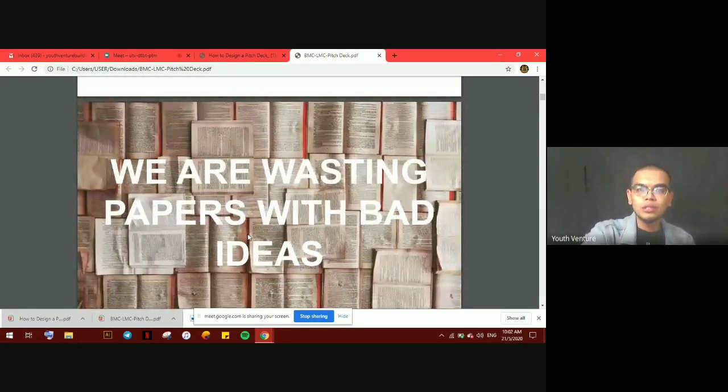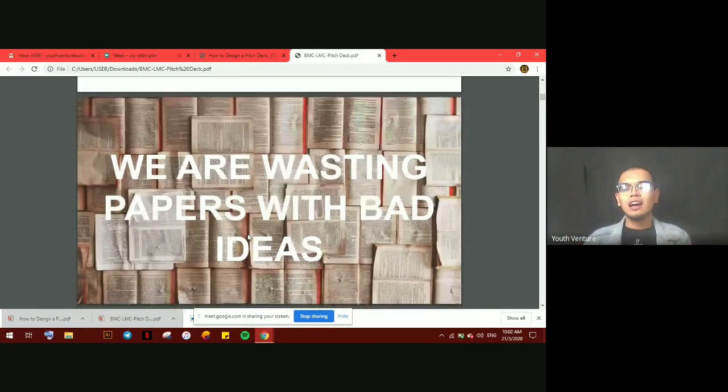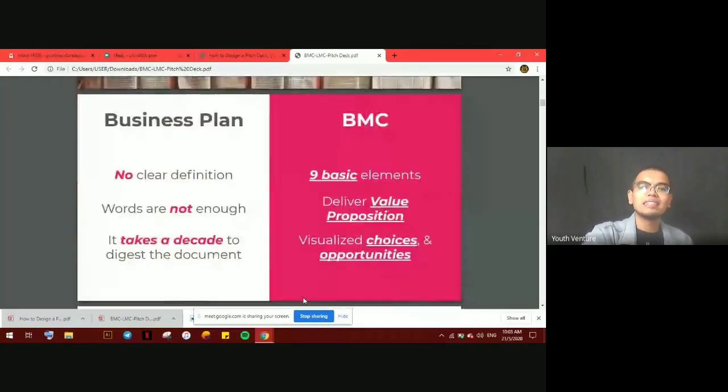The reason why we are doing business model canvas is because back then, when you wanted to start a business, you needed to do a business plan, and a business plan is a very long document where you pour all your ideas onto that piece of document, and at the end of the day you won't understand a thing. So you guys are wasting paper with bad ideas.